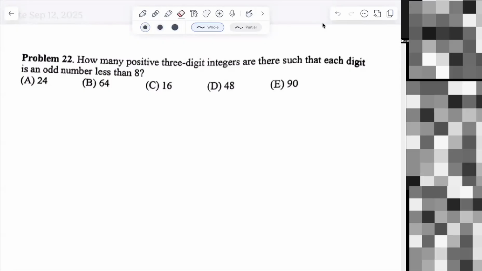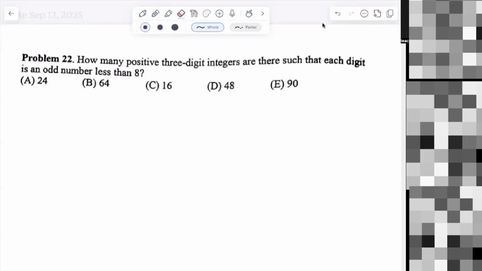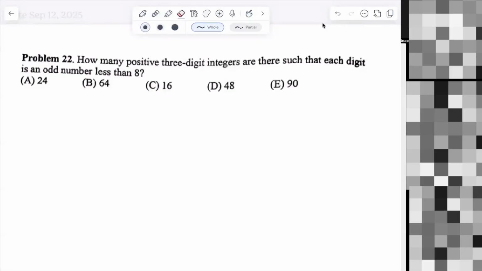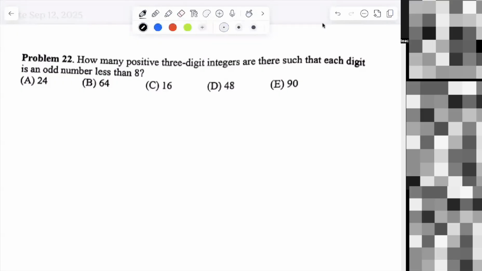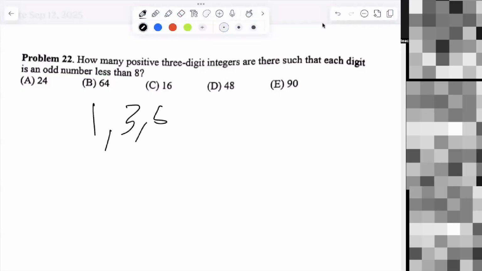Now let's start with problem 22. How many positive three-digit integers are there such that each digit is an odd number less than 8? Well, how many odd numbers are less than 8? There are 4, namely 1, 3, 5, and 7.